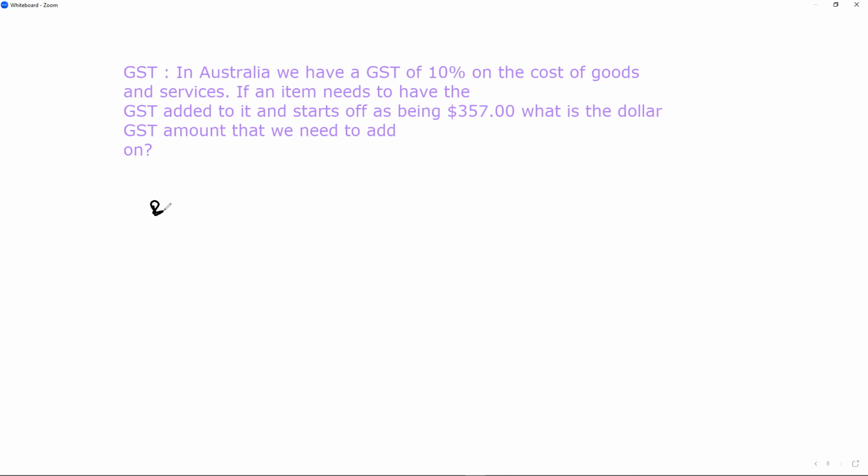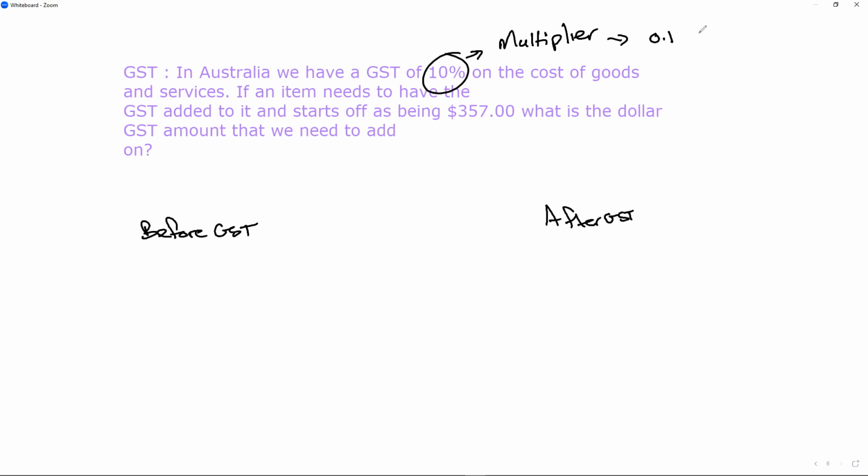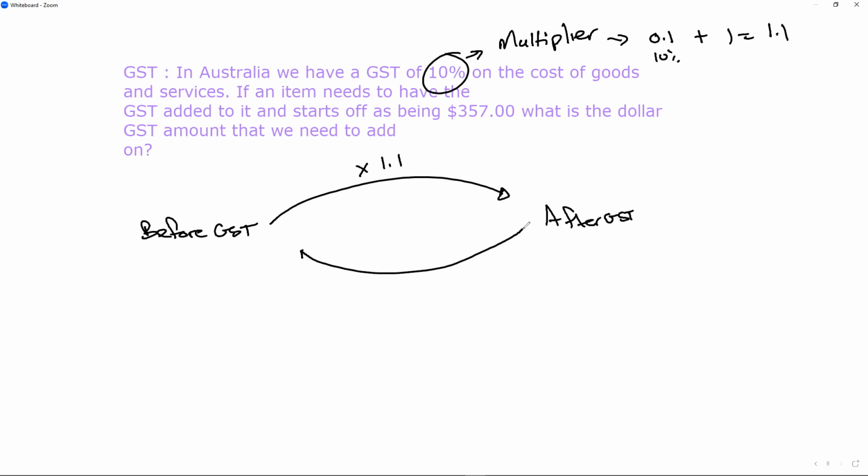All right, so remember we've got before GST, and we've got after GST is added on as well. Now they're saying it's 10%. Now I don't think it's 10%, but let's say if it was 10%, then what does my multiplier look like? My multiplier will be 0.1 plus 1. That's 10% plus 1, which is 1.1. To go after GST, we multiply by 1.1. To go before GST, we divide by 1.1.